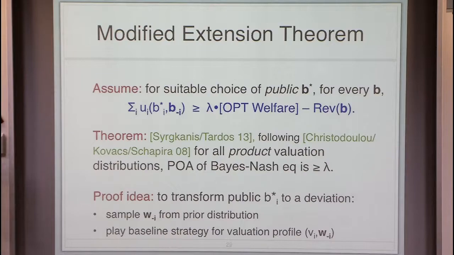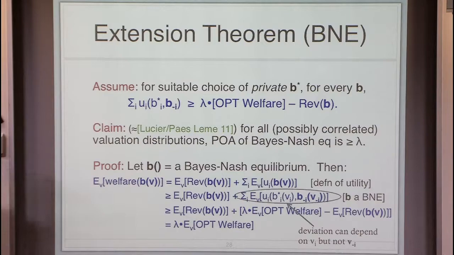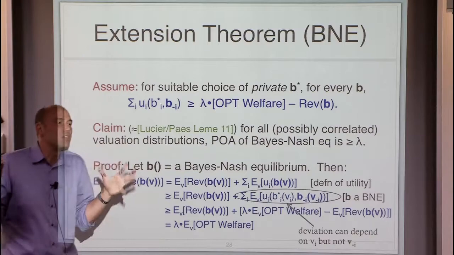Okay, so this is really a distinct result from anything I've showed you so far in these talks, but it can be proved. Let me just tell you the idea from 30,000 feet. So what went wrong in the previous extension theorem? Well, we want to say, why doesn't the player switch to its baseline strategy?